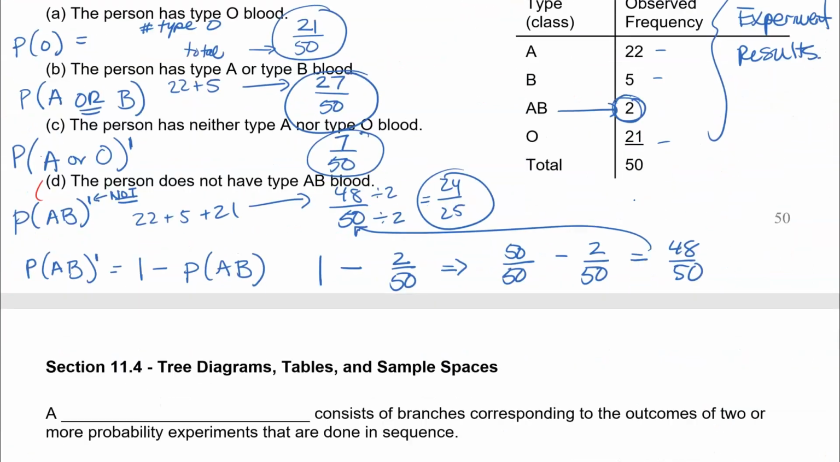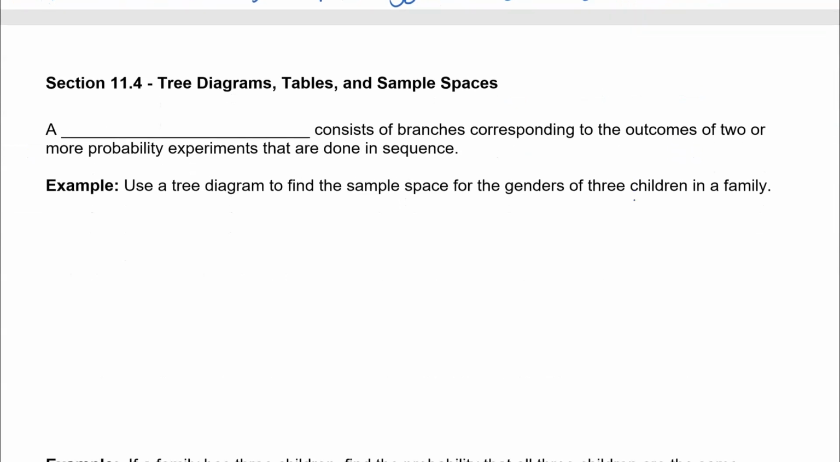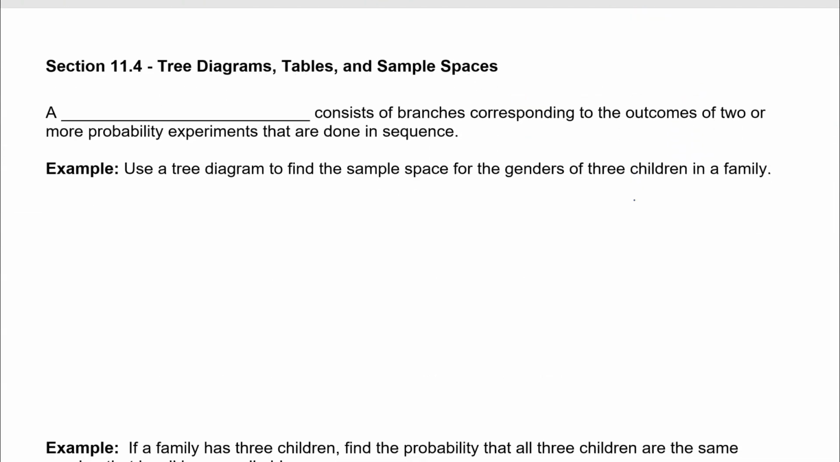We're going to scroll down and we're going to talk about 11.4, which is on tree diagrams, tables, and some sample spaces. So we're going to start by talking about a tree diagram, which is just a diagram that helps us basically draw a picture of all the different outcomes that you could get when you have a probability experiment. So let's think about what would happen if a family had 3 children.